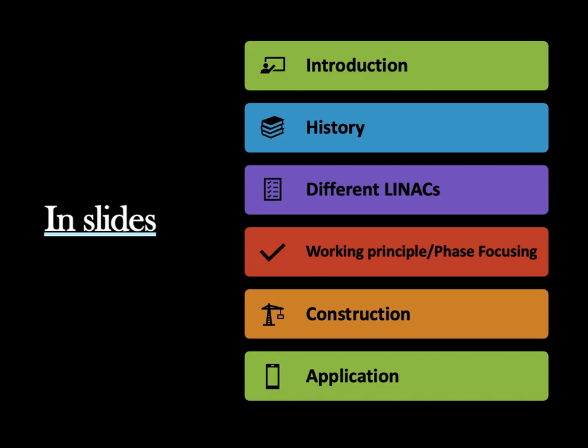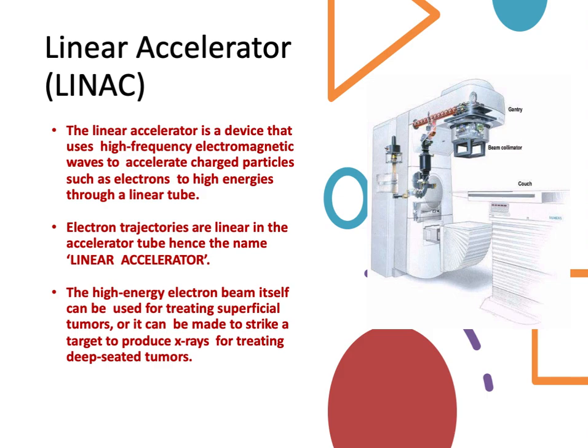In the slides, we have the introduction, the history of linear accelerators and different kinds of linear accelerators, the working principle, with phase focusing being a very important part, and then construction and application of the linear accelerators. A linear accelerator is a device that uses high frequency electromagnetic waves to accelerate charged particles such as electrons to high energies through a linear tube. That means electron trajectories are linear in the accelerator tube, hence the name linear accelerator.